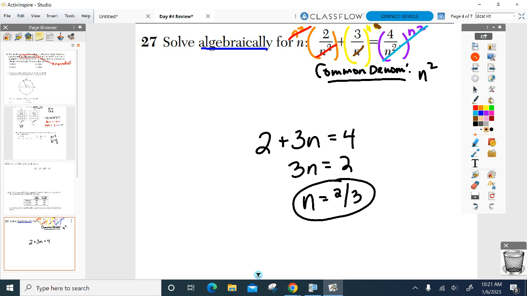Go ahead, Jake. What's up? Should we make that a decimal for the n equals? No. If you can leave it as a fraction, try to leave it as a fraction. Okay. Anything else I can answer?